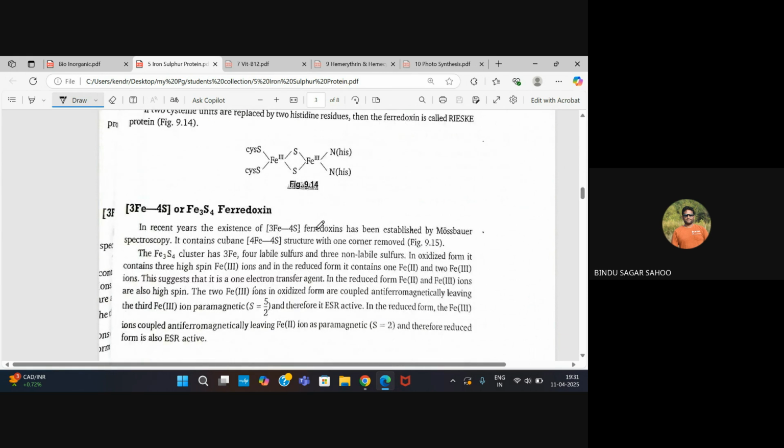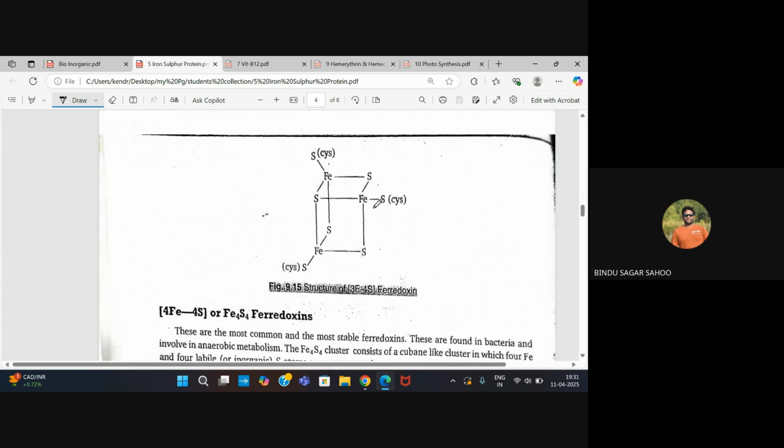Okay, so next we will discuss 3Fe4S, or Fe3S4 ferredoxin. So here you can see the structure of the ferredoxin. This is inorganic sulfur, this one is inorganic sulfur. Fe3S4 means 4S, you can understand in the structure 4 inorganic sulfurs are present: 1, 2, 3, 4. 3Fe: 1, 2, 3. And the structure of 3Fe4S reduction will be like that.